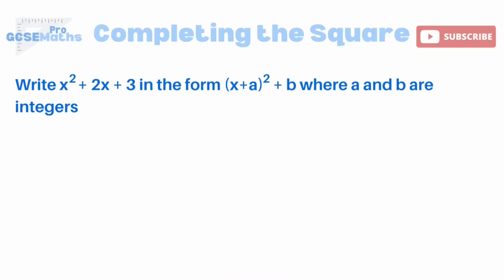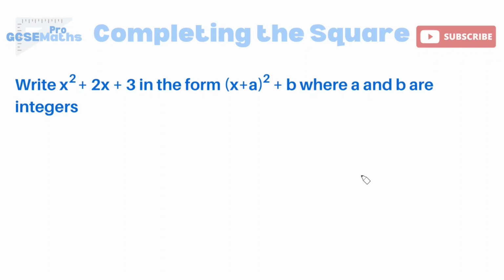So let's jump right into it. For completing the square, we normally use this format when we can't factorize. If you have a little look at that quadratic, you can see we need factors of 3 that when you add them together make 2. Well, it doesn't work, so you can't factorize this one.